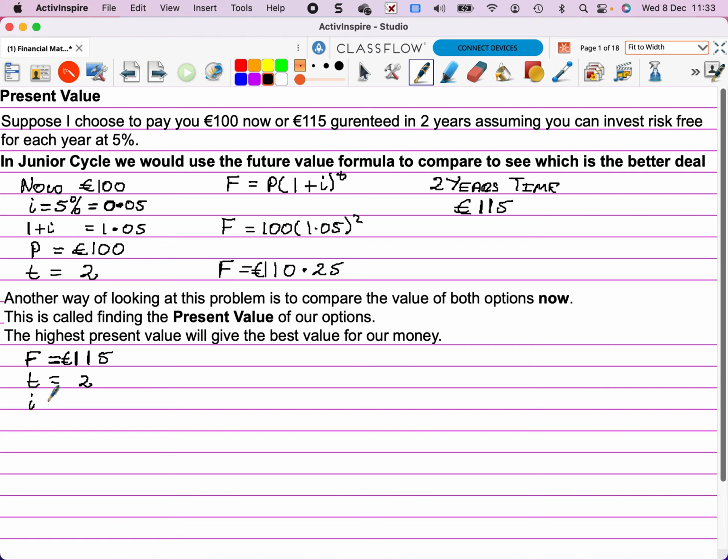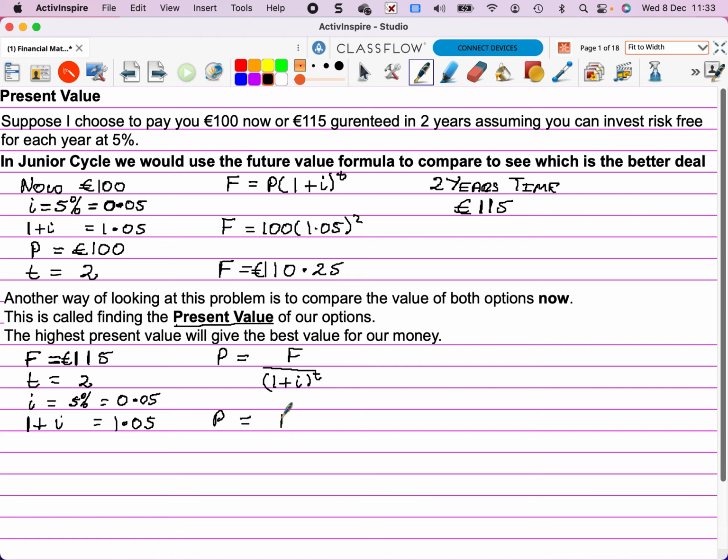In 2 years' time, they're going to offer you €115. You know that the interest rate over that time period is 5%, which is 0.05 written as a decimal. And you know that 1 plus i is equal to 1.05. Now we're going to look at the present value formula in order to make the comparison. We take the present value formula straight from the formula book, which is equal to the future value over (1 plus i) all to the power of t.